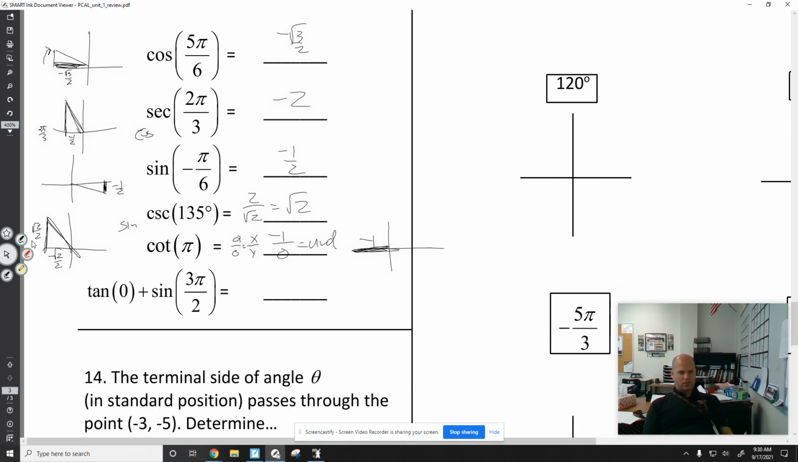Tangent of 0 plus the sine of 3 pi/2. 0, here, you go to the right one, the x distance is 1. Tangent, y over x, there is no y distance, so it's 0 over 1, which is 0. 3 pi/2, going down 1, the y distance is -1. The sine, opposite's always the y distance. Y distance is -1. 0 plus -1 is -1.